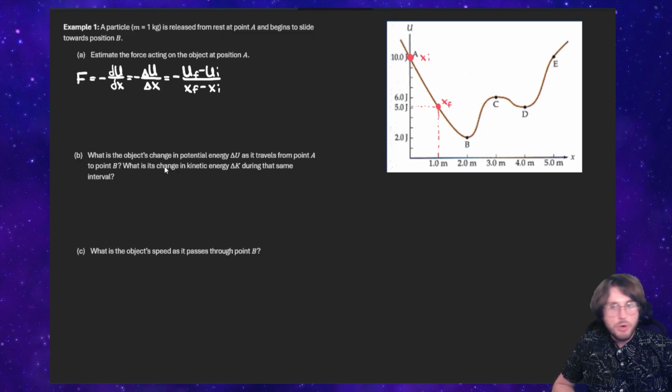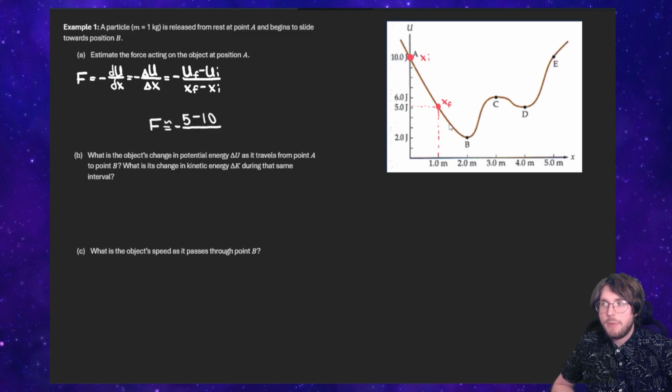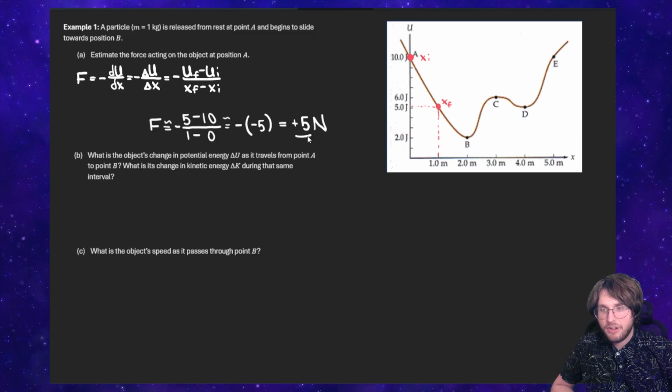With that in mind, we'll go ahead and plug our stuff in. So we'll say that our estimated force is approximately equal to the negative of our final potential, 5 joules, minus our initial energy, which is 10 joules. And we're dividing that by the difference, which is simply 1 minus 0 for our initial position. That means that our force is going to be roughly equivalent to negative negative 5. So we've got a double negative there, and that's going to give us an estimated force of positive 5 newtons acting on this object. All right.